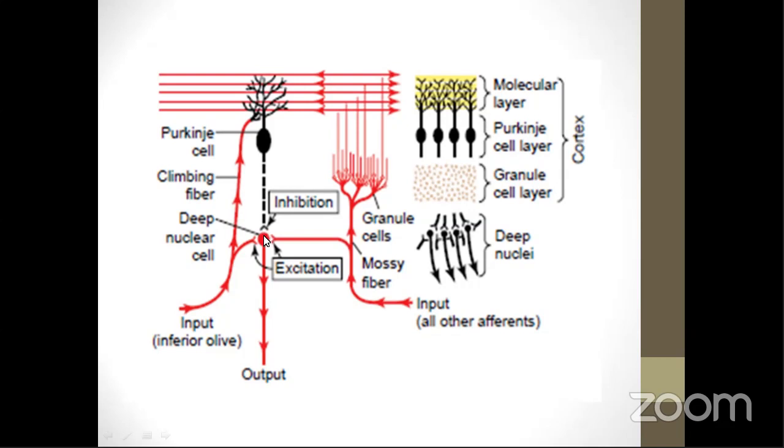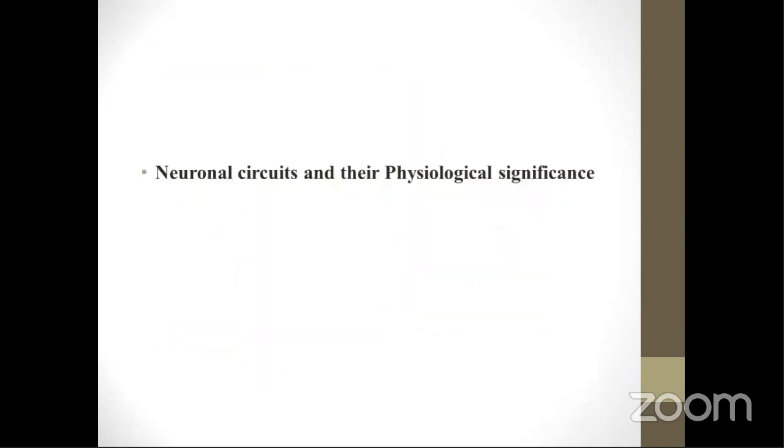So from the Purkinje cells, it goes to the deep cerebellar nuclei, and from the deep cerebellar nuclei, the output from the cerebellum is coming out. Of course, it will be influenced by all other fibers. So this is the neuronal circuit. What is the importance of having these complex structures?